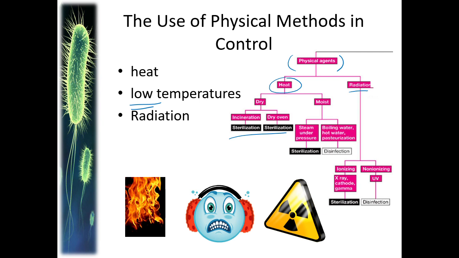Typically cold, again, is not going to be sterilizing, right? This is going to be static. And you kind of know this, right? What happens if you leave those leftovers in the fridge too long? Eventually stuff starts to grow because you've slowed it down, but you haven't killed it. We'll talk about radiation as well. Ionizing radiation, like X-rays or gamma rays, is often sterilizing, which means you have to be careful how you use it. Whereas UV is more disinfecting.